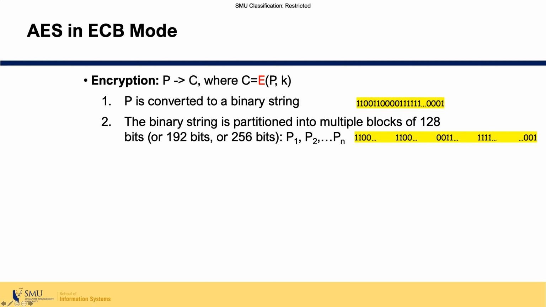Now, the binary string is partitioned into multiple blocks of 128 bits, assuming that we are using a key K which has a size of 128 bits. What I mean is that if you are using a different key size, for example, 192 bits or 256 bits, you need to partition into multiple blocks of corresponding sizes. But in this example, I'm assuming that the key K has a 128-bit size.